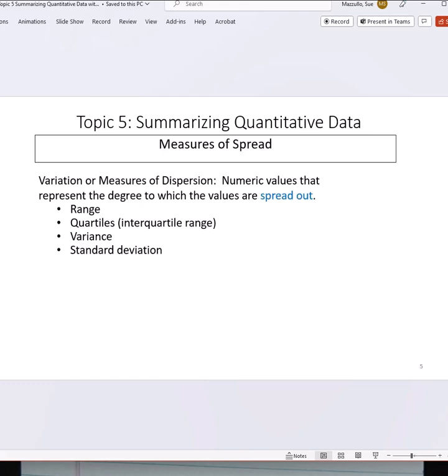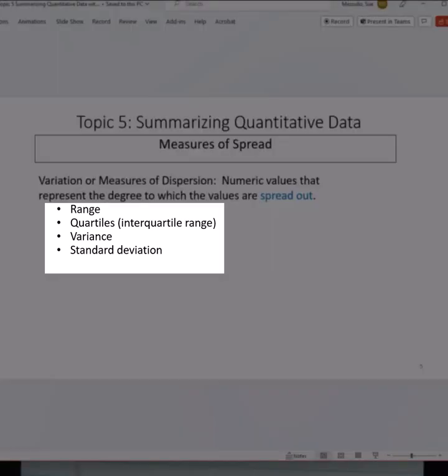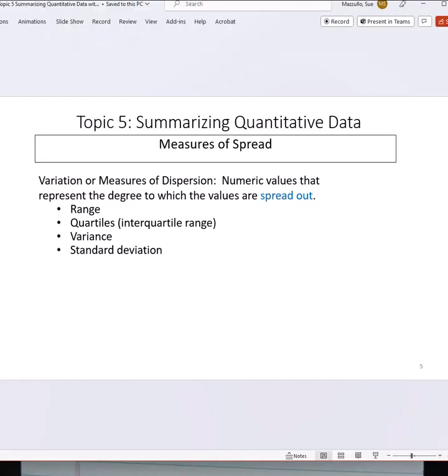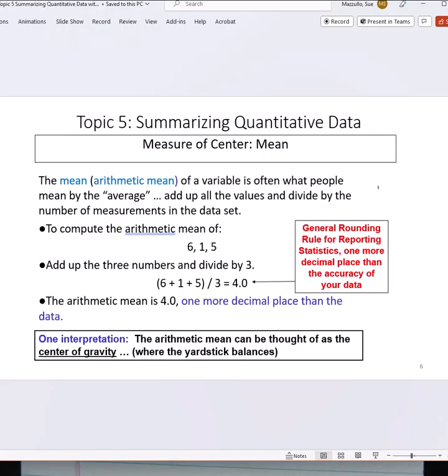For measures of dispersion, that is, numeric values that represent the degree to which the values are spread out or spread apart, there are different measures. We're going to look at the range, we're going to look at quartiles, but especially what's called the interquartile range, variance, and standard deviation.